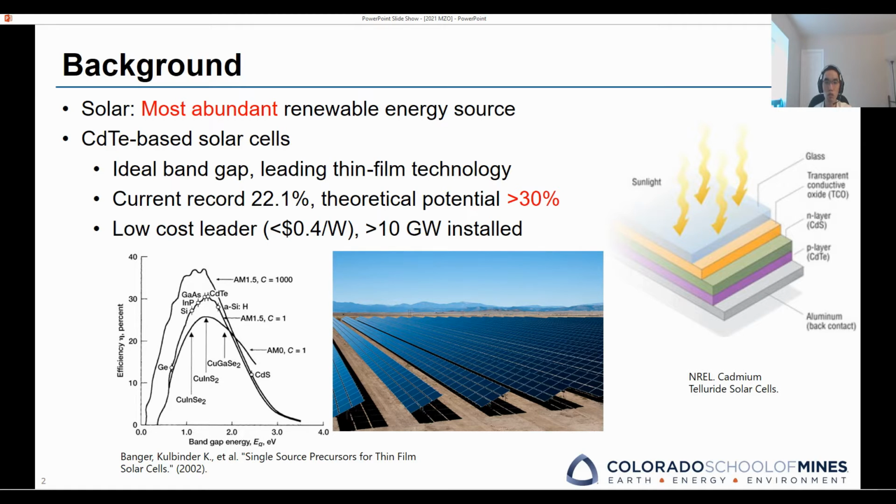Cattail solar cells have a low material usage, so it is a leading thin film photovoltaic technology. Cattail also has an ideal bandgap for a single junction solar cell. The current record is 22%, and in theory, it can reach over 30% efficiency. Due to the material usage, it is a low-cost leader with over 10 gigawatts installed worldwide.